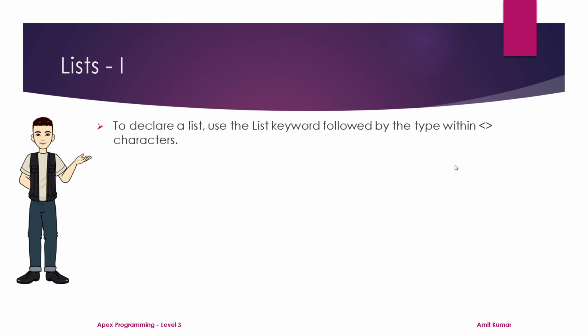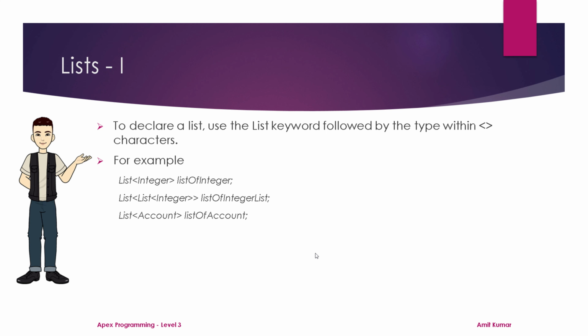To declare a list, use the list keyword followed by the type within angular brackets. For example, a list of integer will be declared like this: List, the Integer data type mentioned in the angular brackets, and then we specify the name of the list object. And as I told you, a list can be a nested list as well. So here you can see a list of integers. The type of list can be an SObject as well.